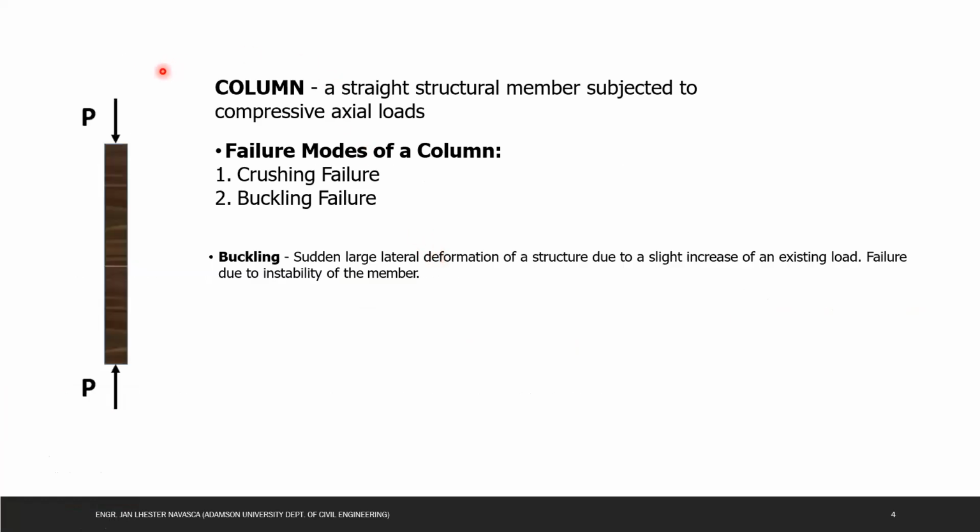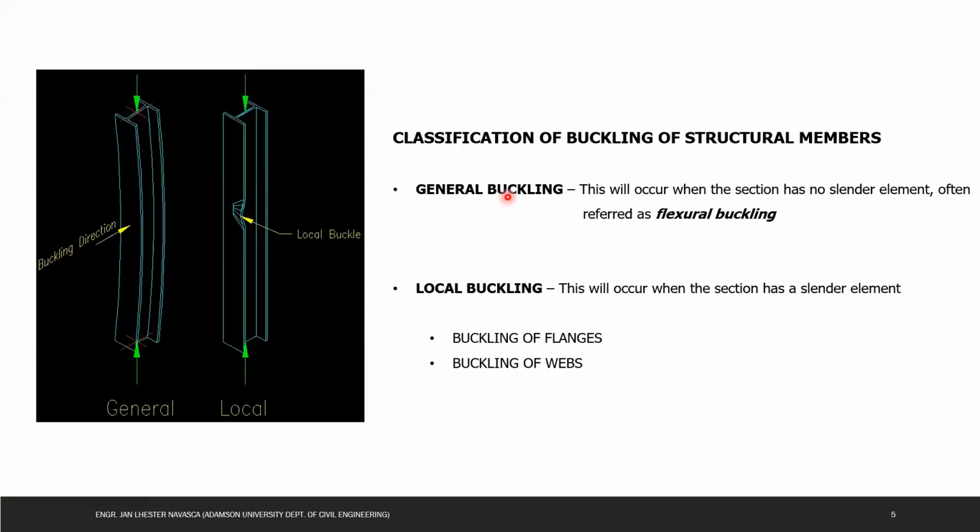There are two failure modes of a column: a crushing failure and a buckling failure. Buckling is a sudden large lateral deformation of a structure due to a slight increase of an existing load, so it is failure due to instability of the member. Crushing is when the material starts to crush. There are also two classifications of buckling of structural members: general buckling and local buckling.